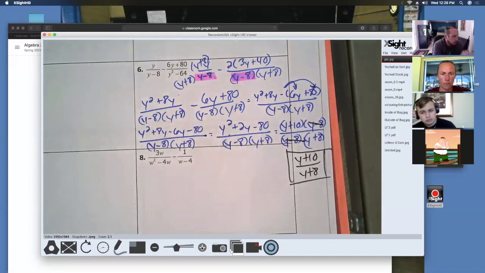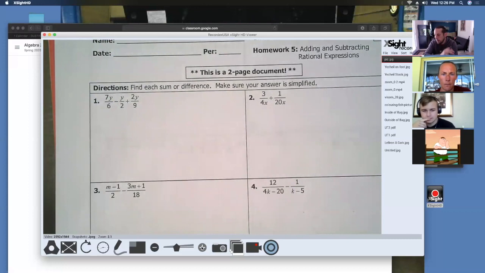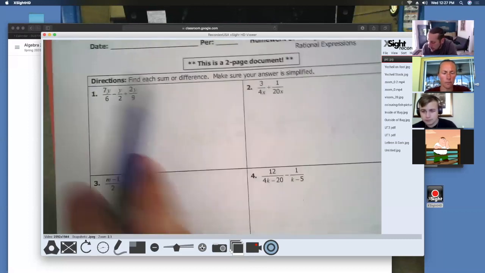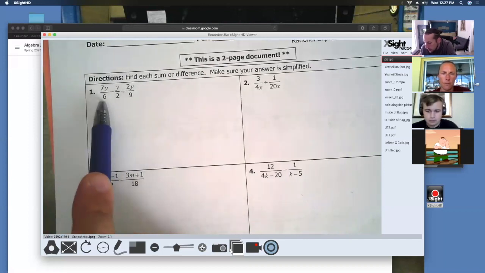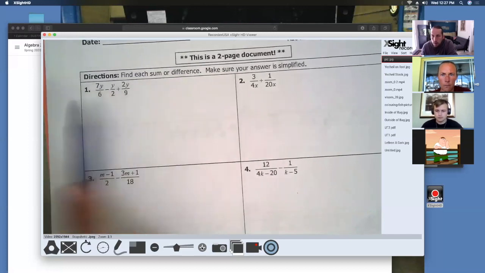Lucas, do you have any questions? What about number 1? Yes, sir. All right, the main thing is you can't add and subtract unless you have common denominators. So you could break it down piece by piece, but it's easier just to do it all the way through.